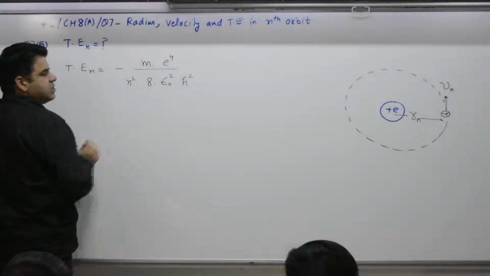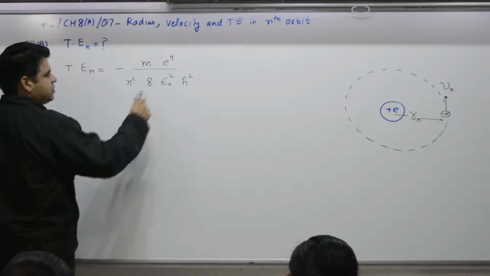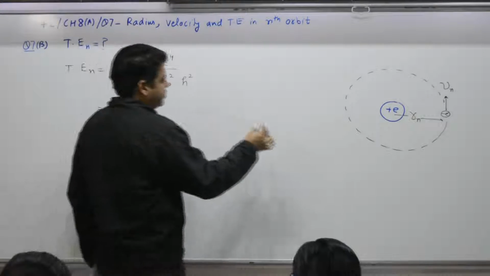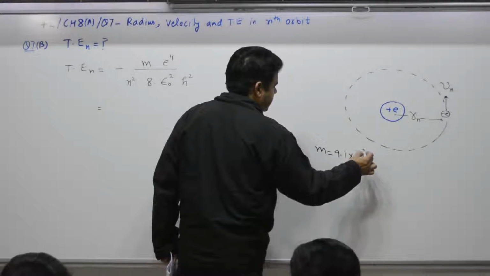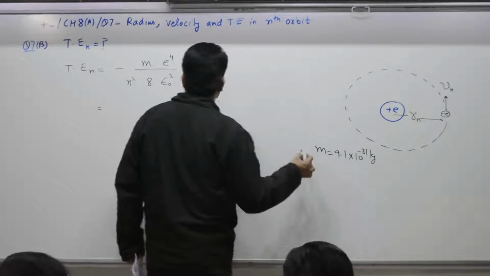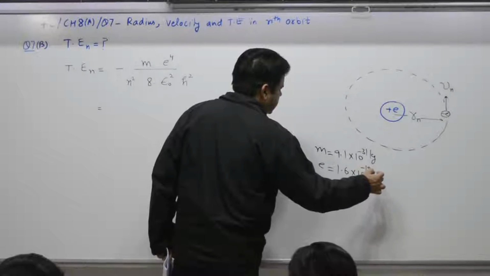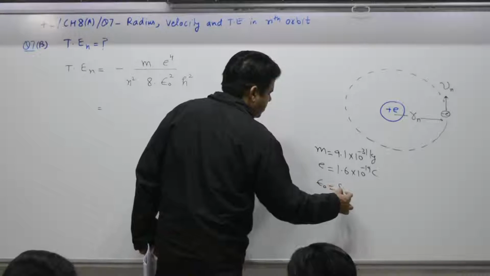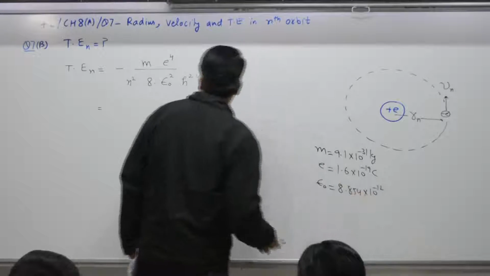M, mass of an electron. E, charge on electron. H. So if we write the values, M is equal to what? 9.1 into 10 to the power minus 31 kg. E, 1.6 into 10 to the power minus 19 coulomb. Epsilon naught, 8.854 into 10 to the power minus 12 SI units.